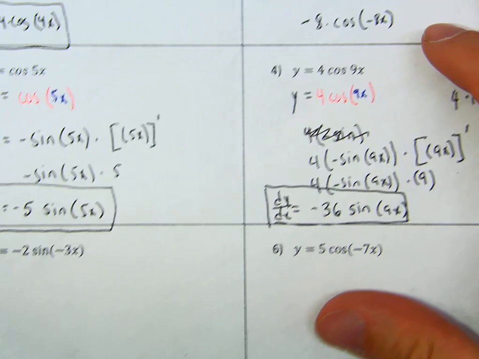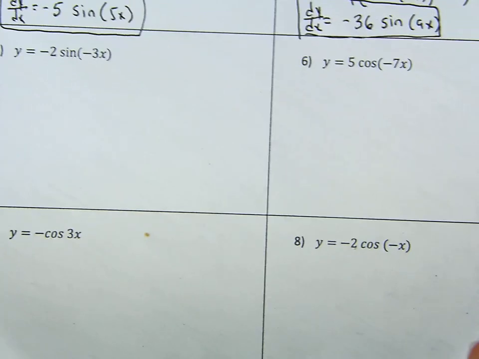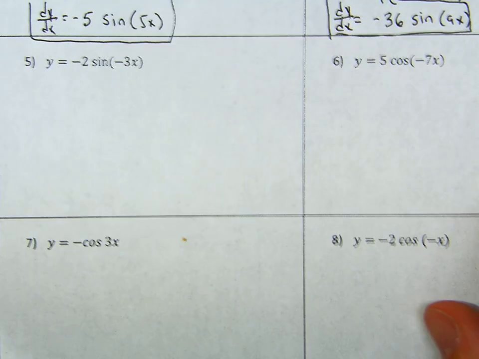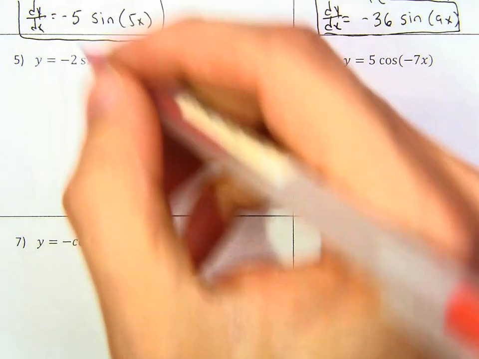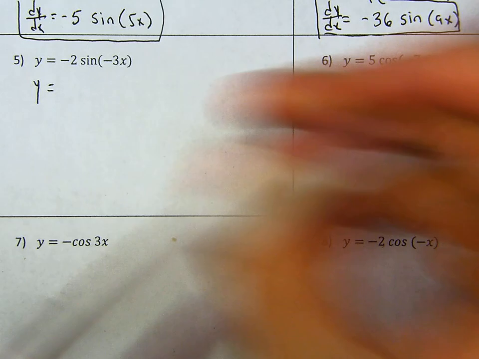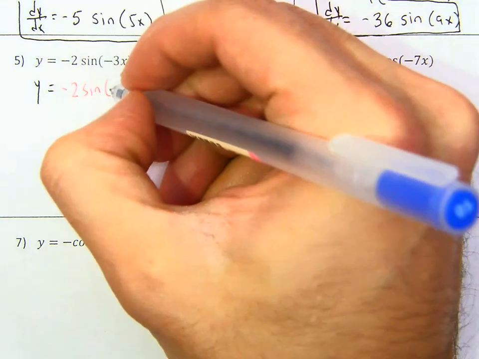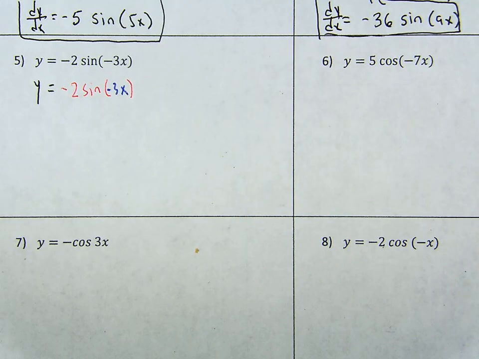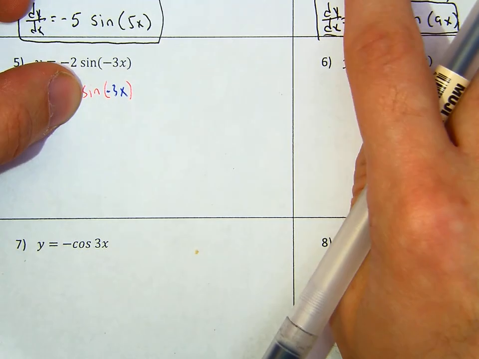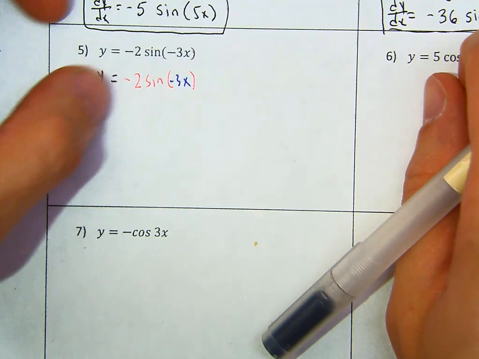Let's look at the next one, number 5. Okay. These should not be too bad. Try and do these on your own. Let's see, what's the outside, what's the inside? Here, y is equal to, the outside will be negative 2 sine, parentheses, and then negative 3x will be the inside, right? Okay, so now here, it's the same idea as before, how we ignored the 4 first, right? Let's ignore the negative 2 first.